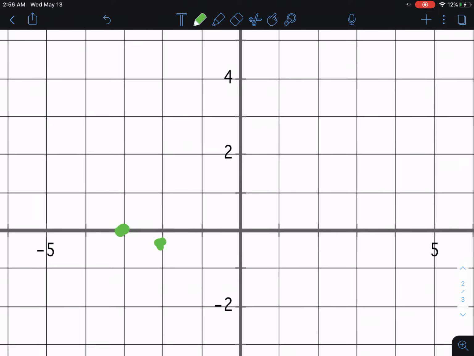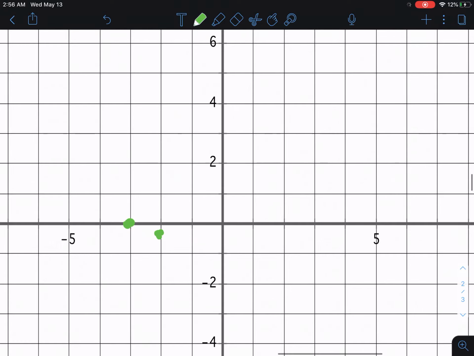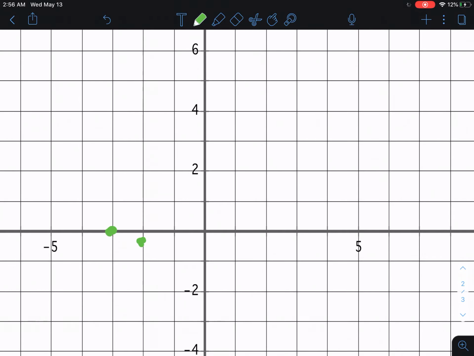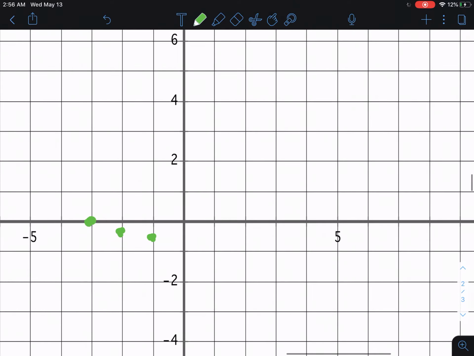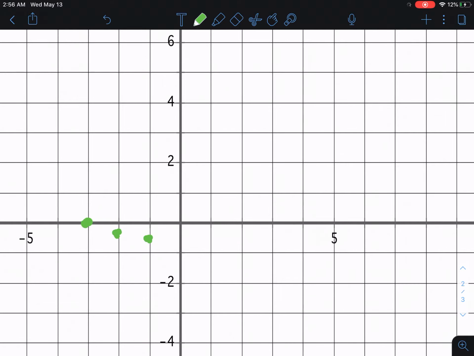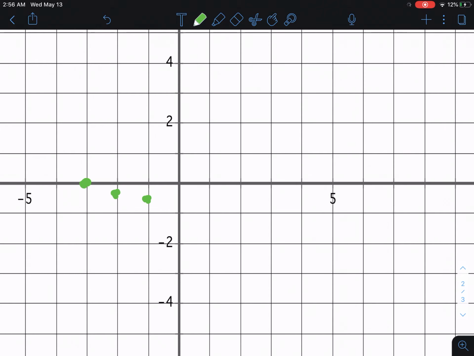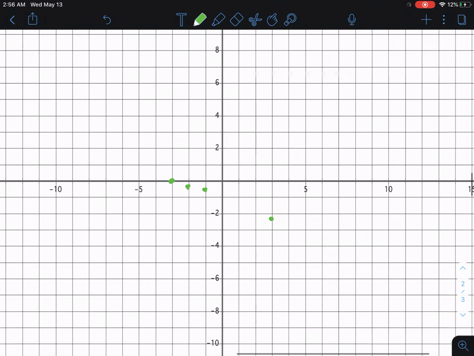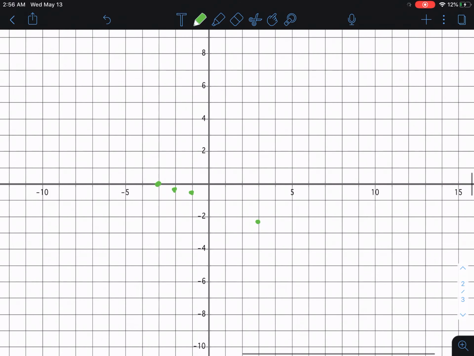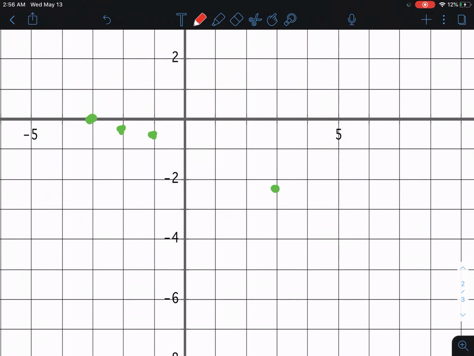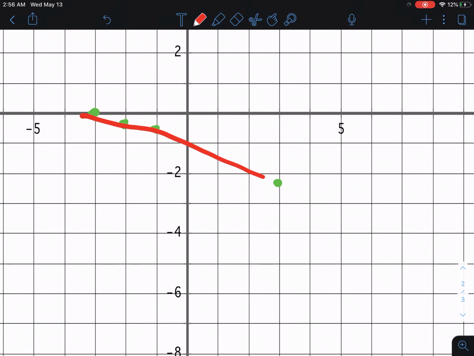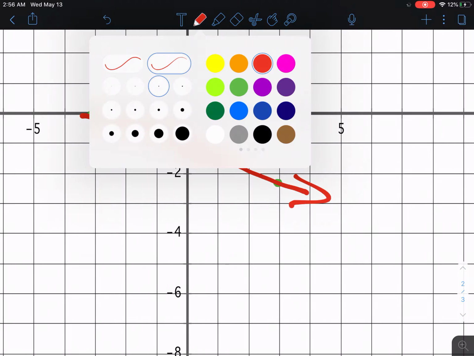And then our third point is at negative 1, negative 0.5. So we go to negative 1, and then we go down 0.5, like that. So then our last point is at 3, negative 2.2. So we go to 3, and then we go down 2.2. And we plot it right there, just like that. And now we need to graph it. So to graph it, since we see the points going down like that, we'd graph it going down, just like that.